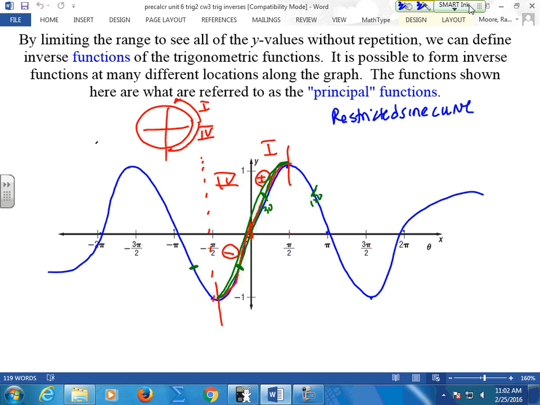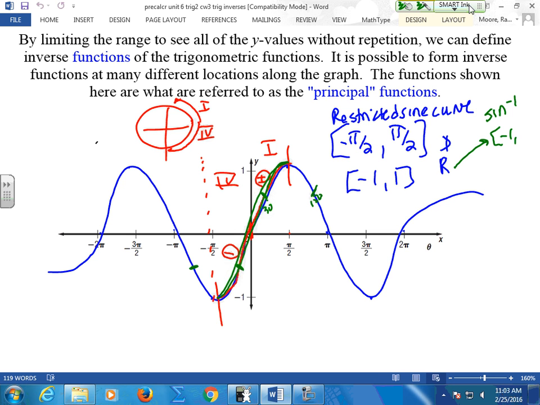My restricted sine curve says go from negative pi over 2 to positive pi over 2. That's the domain, right? Now, what's the range? Negative 1 to positive 1. Now, we learned when we do an inverse, we swap your x's and your y's. This range will now swap to this domain. This domain will now swap to this range.